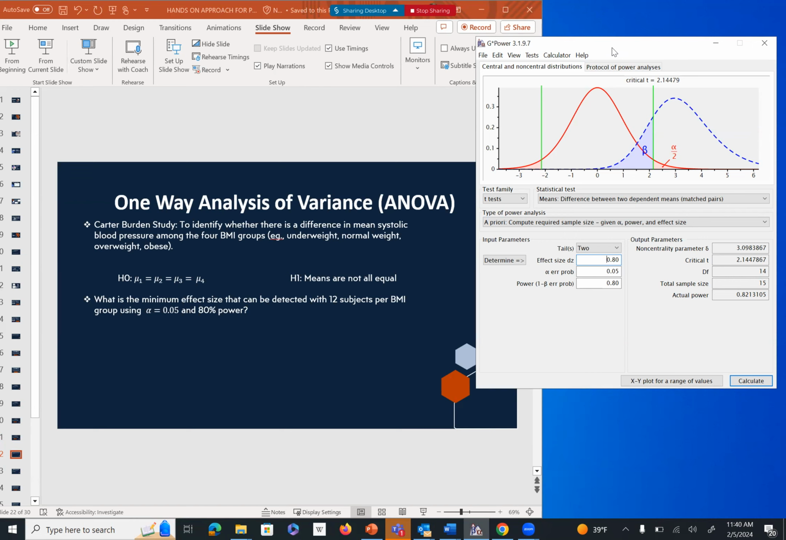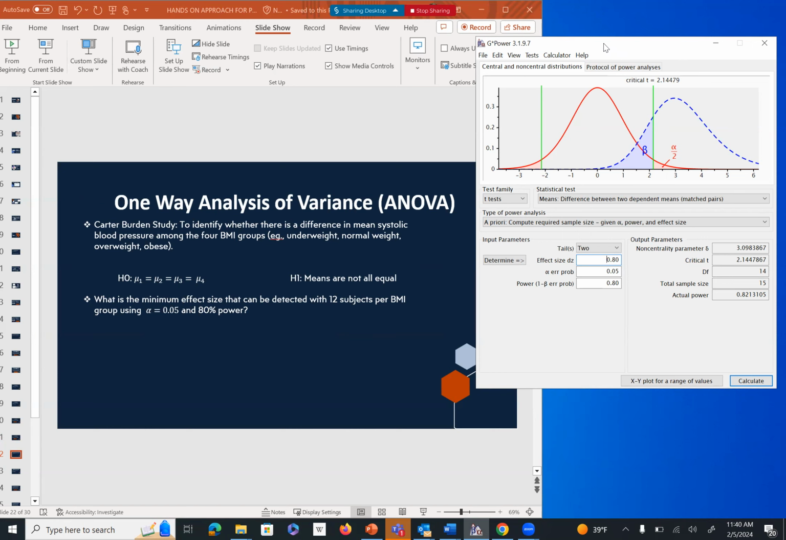So our null hypothesis is pretty much stating that there's no difference in the mean systolic blood pressure between these 4 groups. So individuals that had the average systolic blood pressure in the underweight group is equal to the average in the normal weight group, in the overweight group, and in the obese group. Whereas our alternate hypothesis is stating that there is a difference in one of the means, or maybe more than one of the means, in systolic blood pressure among the 4 BMI groups. So means are not all equal. It could be either 1, 2, or maybe all of the means are not equal.